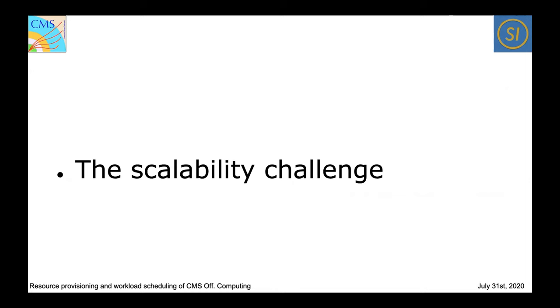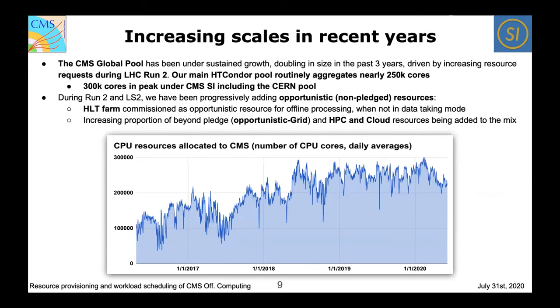We have a big pool and we have to handle it, even if this pool has been growing through recent years. Over the past 3 years or so, the size of the pool has basically doubled. This is mostly driven by the increasing requests during the LHC Run 2. The Condor pool right now is around 250,000 cores, 300,000 cores at the peak when we also include the CERN resources, which for stability reasons are installed in a separate pool from the main global pool.